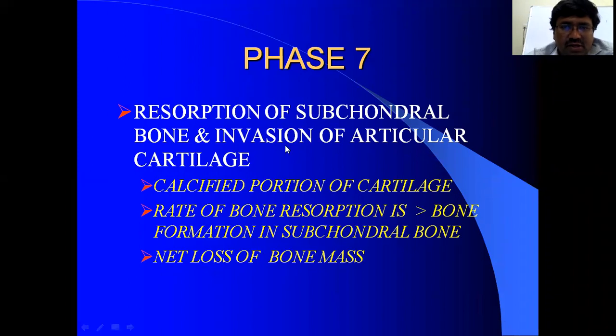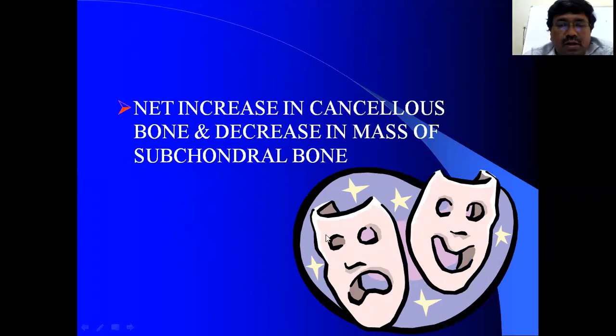And after that, phase 7 is resorption of the subchondral bone and inversion of the articular cartilage. The calcified portion of the articular cartilage is there, and the rate of resorption of the bone is greater than the formation of the subchondral bone. So there is more resorption of bone compared to the formation of bone. So there is a net loss of bone mass. This is the important point in this page. So the end result is a net increase in cancellous bone and a decrease in mass of the subchondral bone. So there is an increase in cancellous bone, which is very soft and much less useful compared to the main bone.